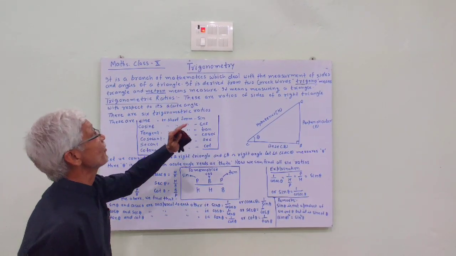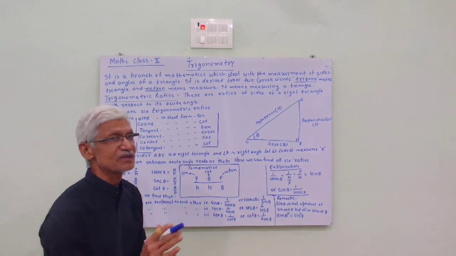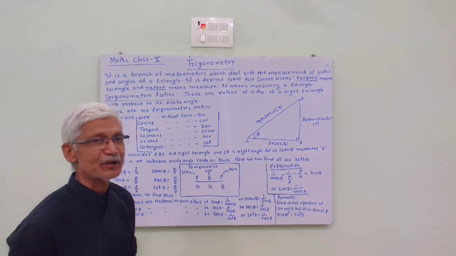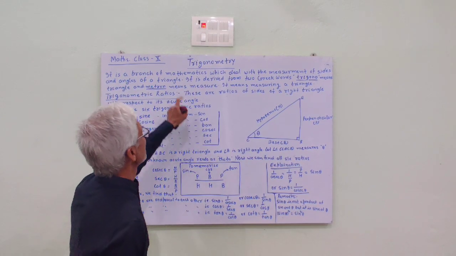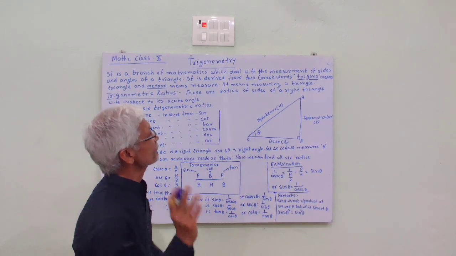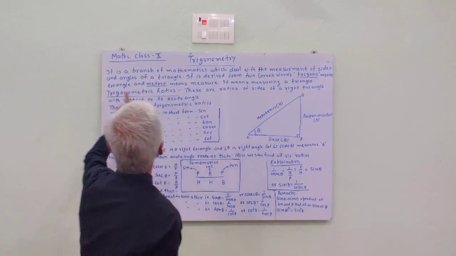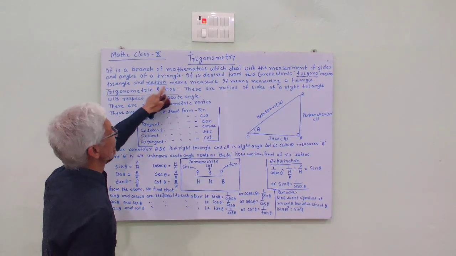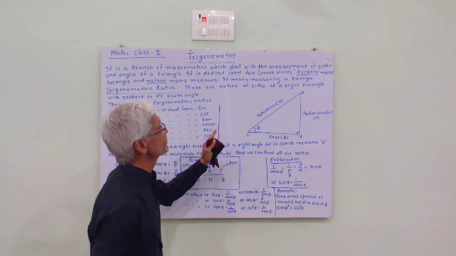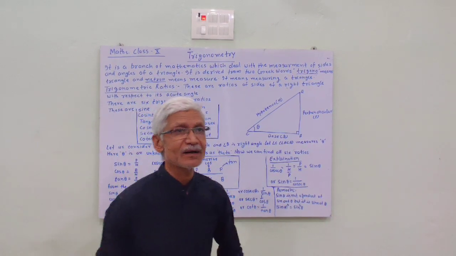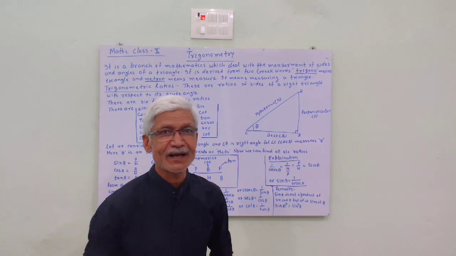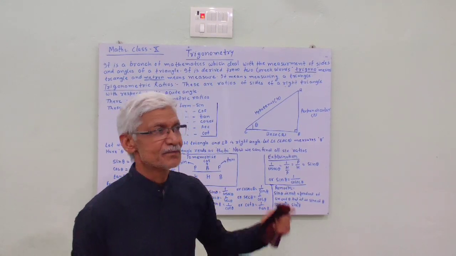Actually, with the help of trigonometry, we can measure the sides and angles of the triangle. It consists of two words: trigono means triangle and metron means measure. Means it is used to measure the sides of the triangle and angles of the triangle.